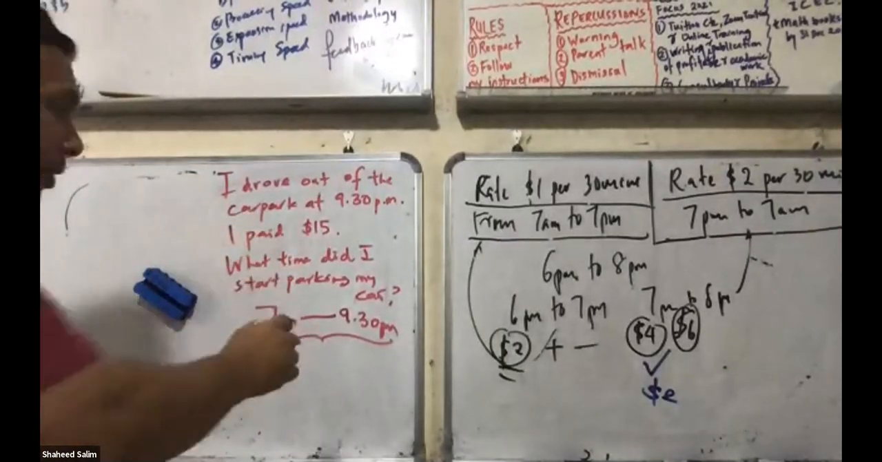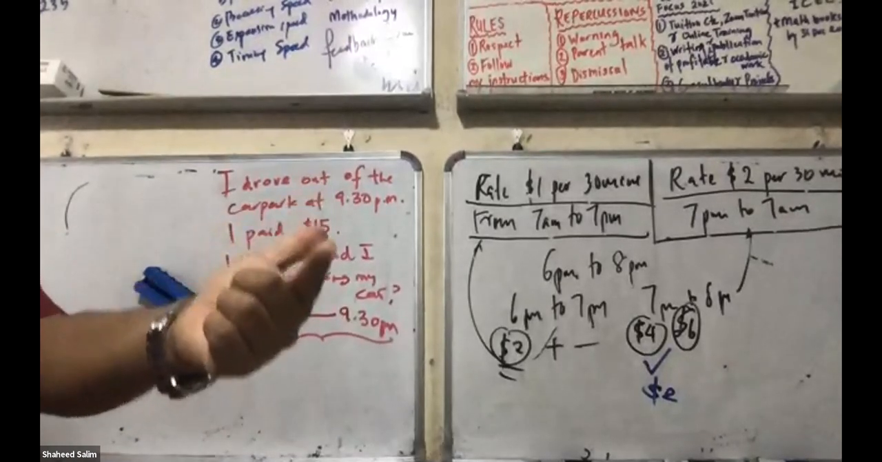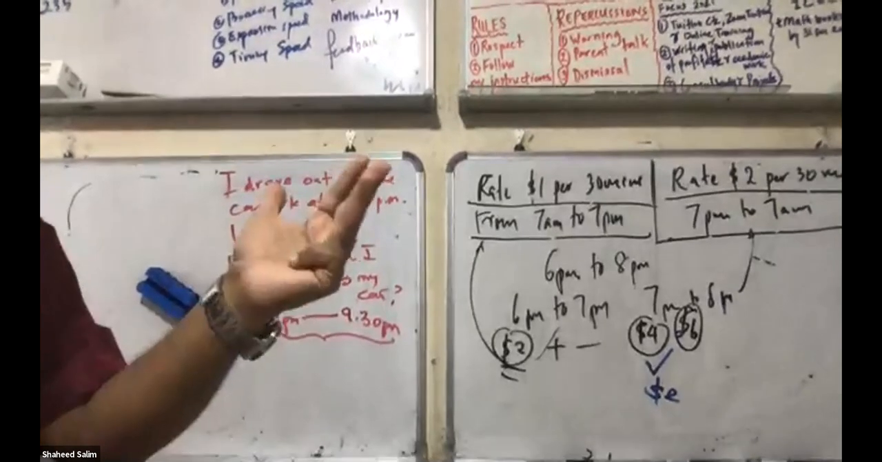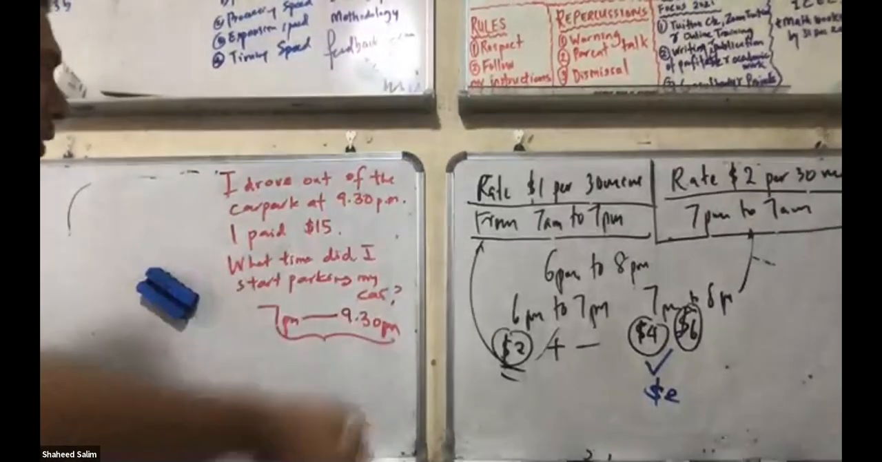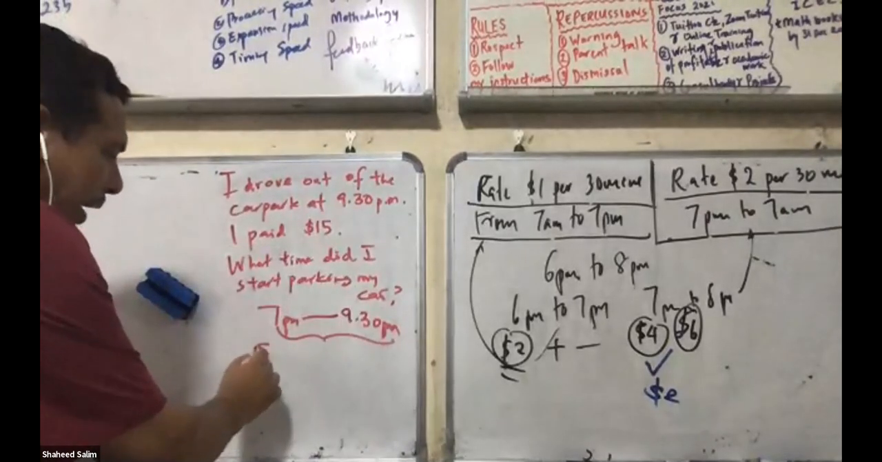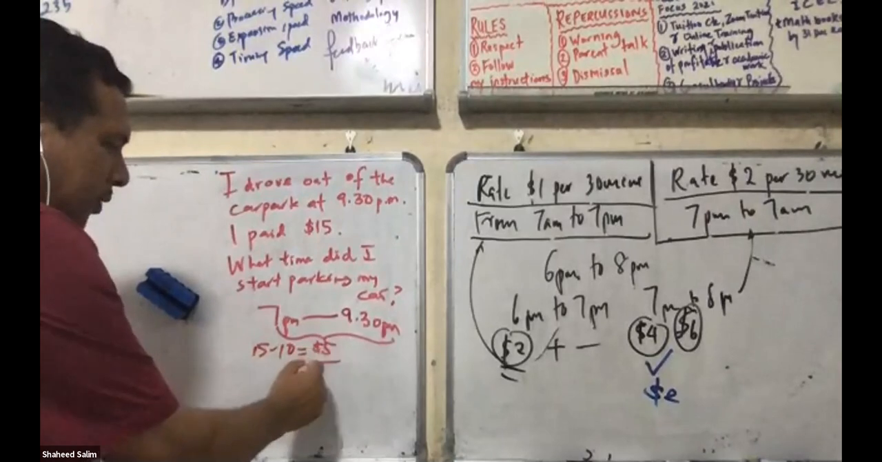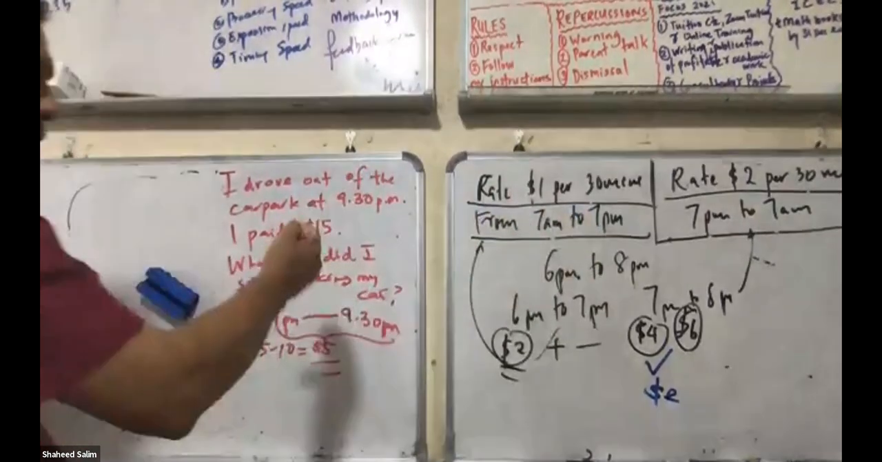5, huh? 7 to 7:30. 7:30 to 8. 8 o'clock to 8:30. 8:30 to 9 o'clock. 9 o'clock to 9:30. 5. 5 times 2 is $10. Good. So you take 15 minus 10, sorry. You get $5 balance. This $5 is from here. From 7 o'clock, you've got to go backwards.